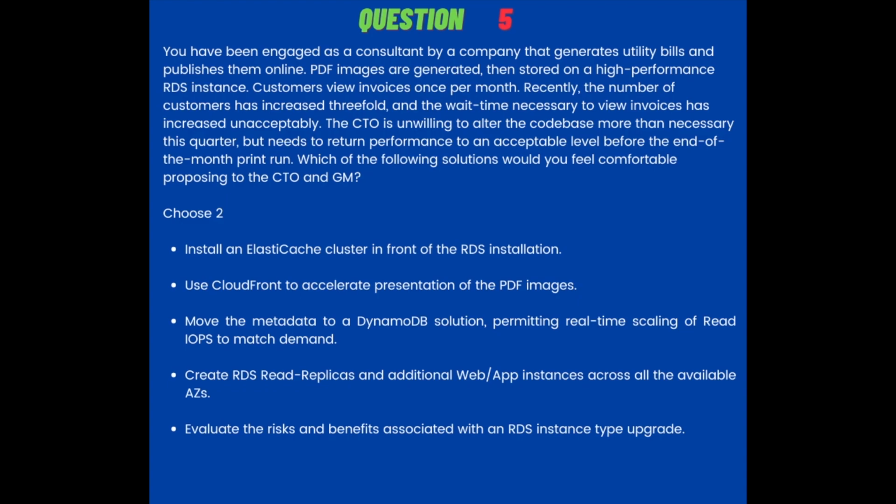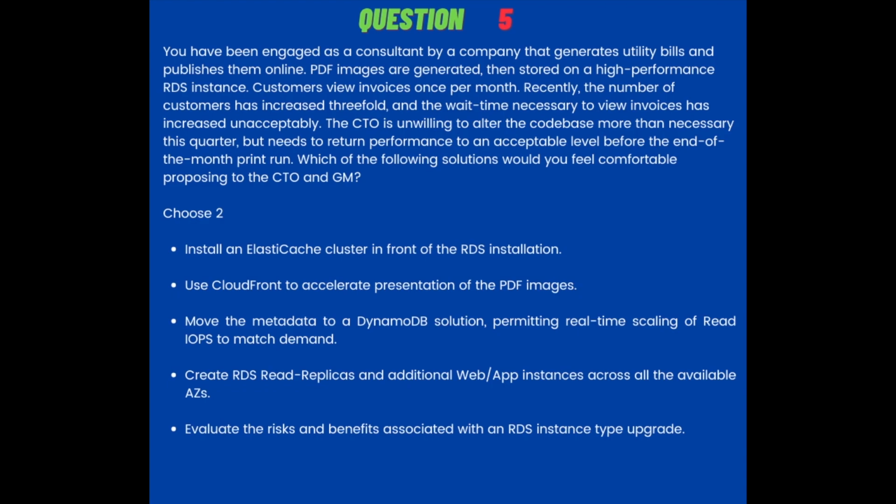Let's go to the fifth and final question. You have been engaged as a consultant by a company that generates utility bills and publishes them online. PDF images are generated when stored on a high performance RDS instance. So it's a high performance RDS instance. Customers view invoices once per month.